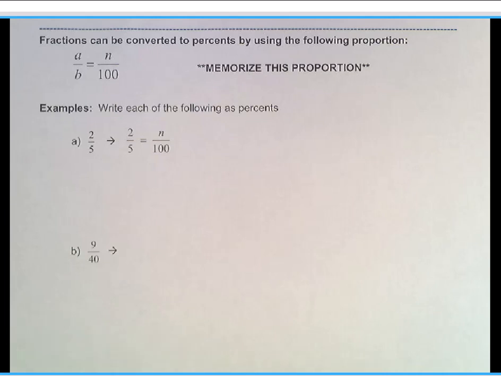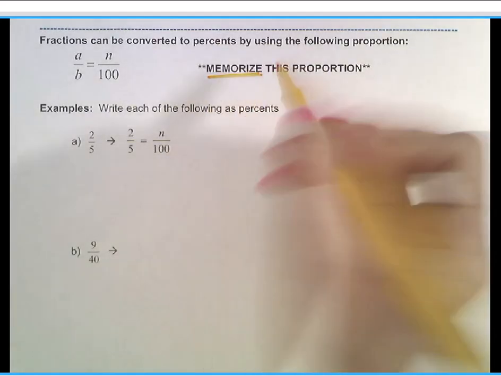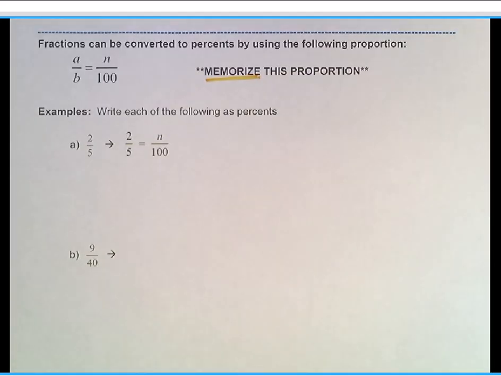Previously we converted a decimal into a percent and then a percent into a decimal. But what if you don't have a decimal number? What if you have a fraction? How do you convert a fraction into a percent? Well, you can use this proportion, and I would highly suggest that you memorize this proportion, but I'm hoping it's not going to be very hard for you to memorize.